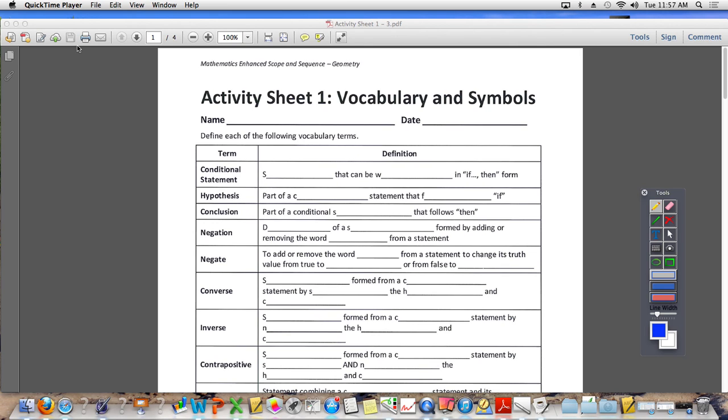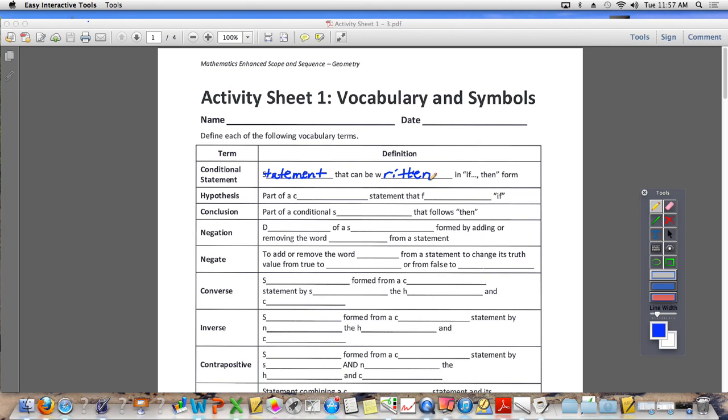What do you think that first word in that first blank should be? A statement that can be worded would be fine too. I was thinking written. So it is a statement that can be written in if-then form. What's the hypothesis?